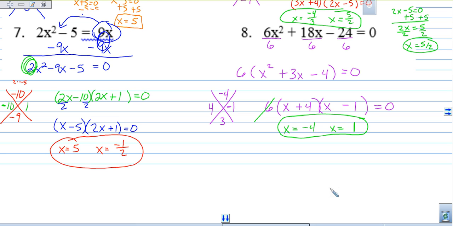This concludes Objective 2, solving quadratic functions. And they were all factorable, just as they will be on your test. So if you know how to factor, this will be really easy for you. Please move on to Objective 3.